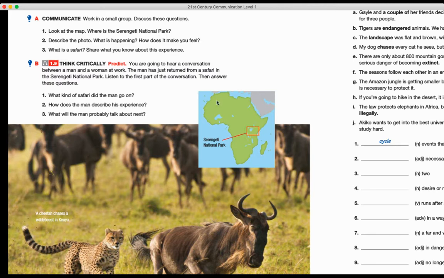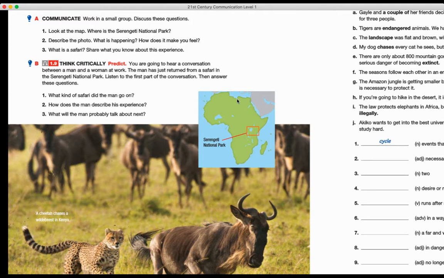Well, here's the map. This is the country of Africa. Within this box is the Serengeti National Park. Where is the Serengeti National Park? It is located in Africa. But where in Africa?